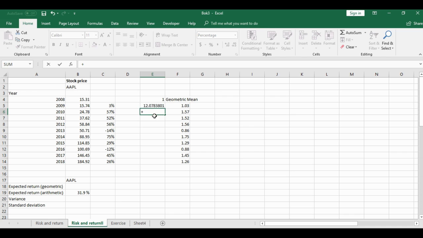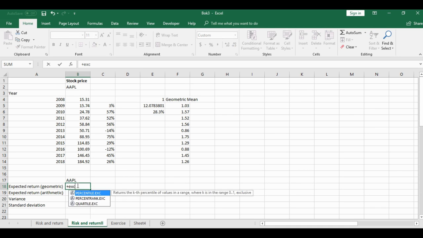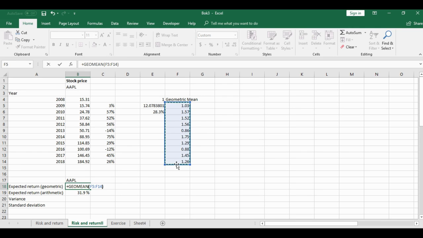We raise the result by 1/10 because we want to find the yearly return from a 10 years compounded return. Minus 1 to convert the data back to what we started with. This gives a geometric mean of 28.3%. Excel also has a formula to calculate geometric mean. The input range is this range, also plus 1 minus 1. This gives a geometric mean of 28.3%, the same result.